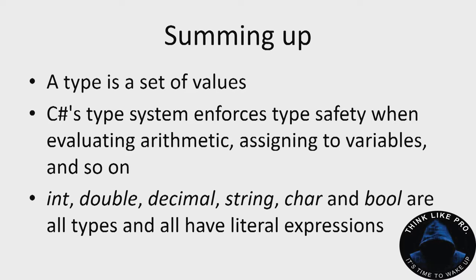Let's sum up. We're going to say that a type is a set of values. That's maybe not the best possible computer sciencey definition, but we're going to go with it. We know that C#'s type system enforces type safety when we're evaluating arithmetic, when we're assigning values to variables, and so on. And we've seen that there are types int, double, decimal, string, char, and bool. And that all of these have literal expressions. We saw that with double, we could say 65.3. We saw with decimal, we could say 0.85 m. We've seen string literals. We saw a character literal. We saw the letter B. And we saw the Boolean literal false.